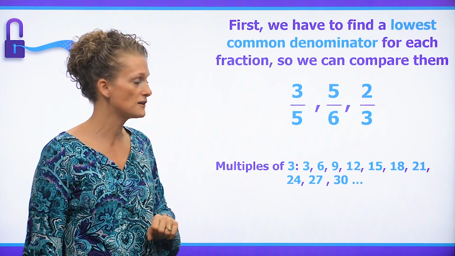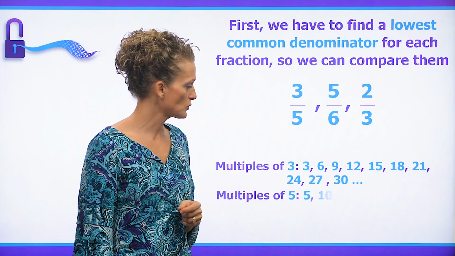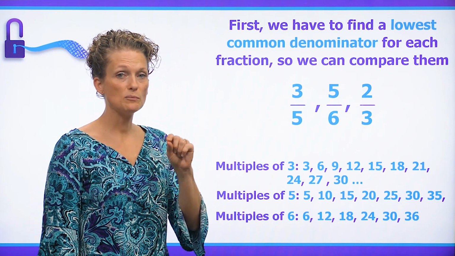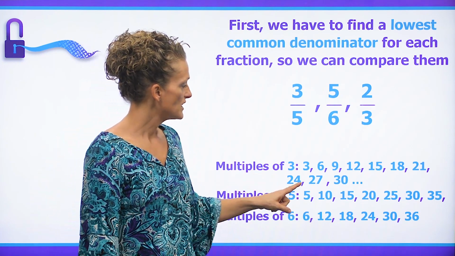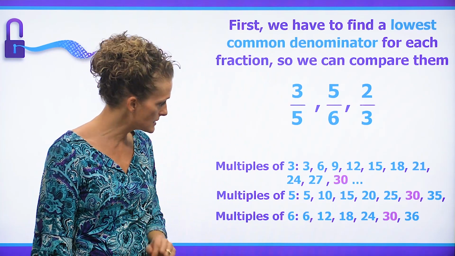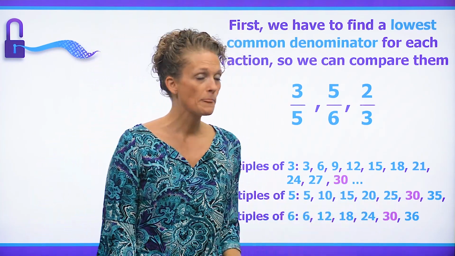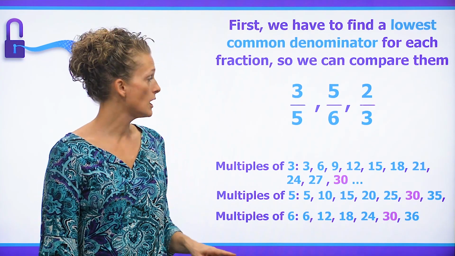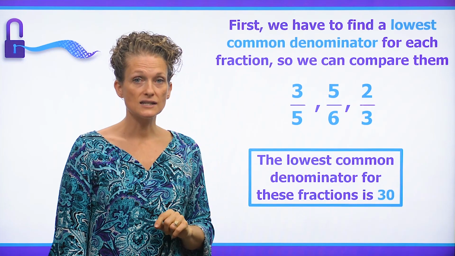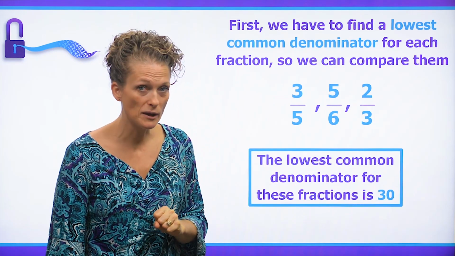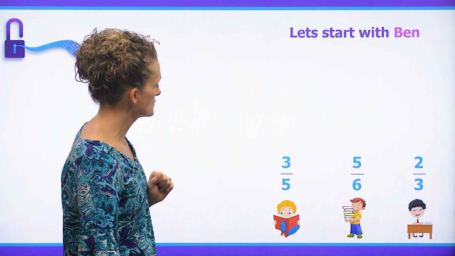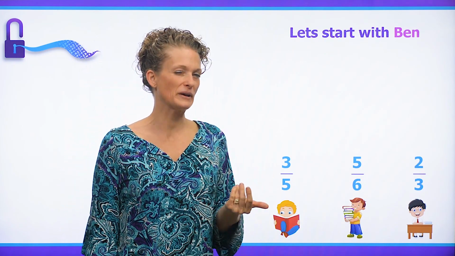And if you'll recall how to find that, we list our multiples of 3, our multiples of 5, and our multiples of 6. The smallest number to appear on all 3 lists, which happens to be 30, is the lowest common multiple of 5, 6, and 3, which means that the lowest common denominator is 30. All right, so don't let those words scare you. They're just more special names.